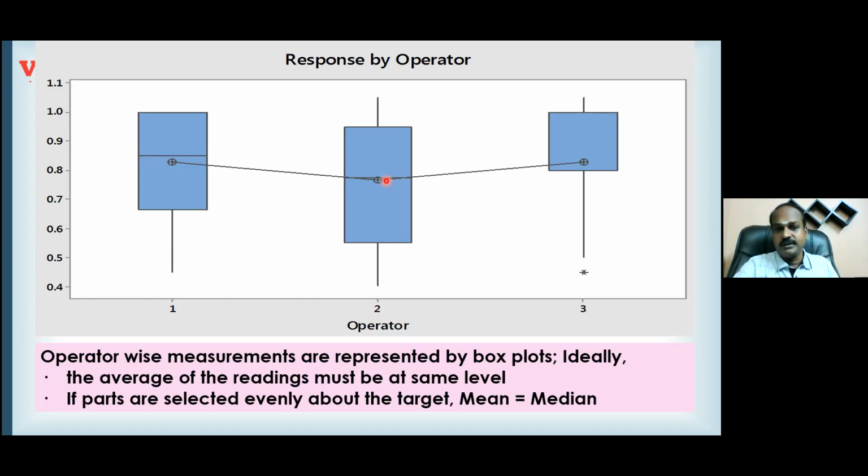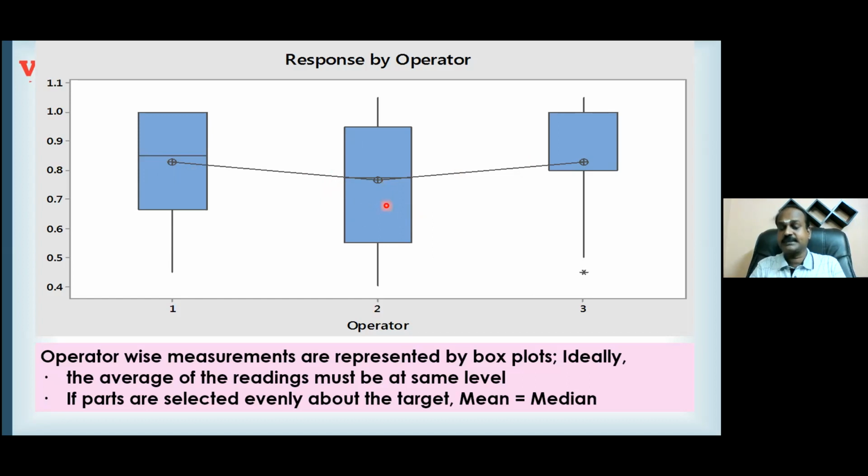What has been told, probably 1 and 2 are doing, and 3 is differing. But to clearly understand whom we should follow, whether 2 should follow 1 and 3, or 1 and 3 should follow 2, again your part selection is important. How many parts you selected? 10 parts. Am I right?